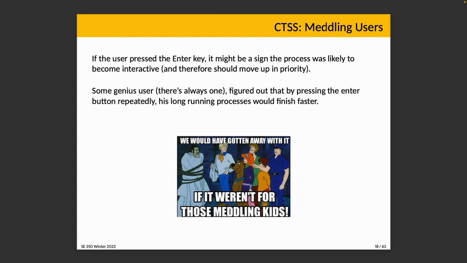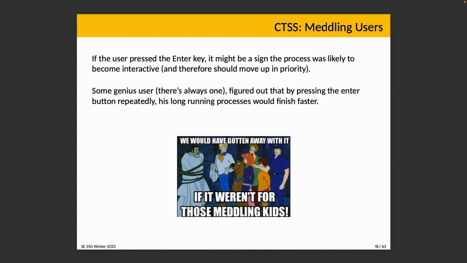Well, it turns out if a user pressed the Enter key, that was a sign that the process was likely to become user interactive, right? The user is interacting with it, and that's a big hint that it is in fact going to be something the user is interacting with in the immediate future. So if they're entering a command or they're browsing through the data that has been returned or something, it's a hint that this is responding to user commands directly now. So, okay, if that's the case, move it up.